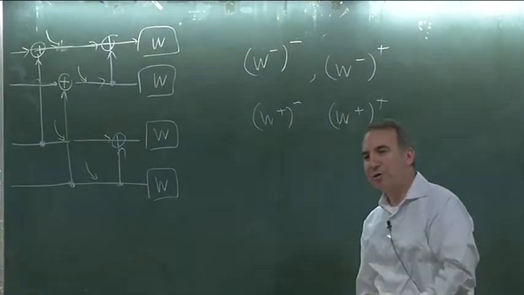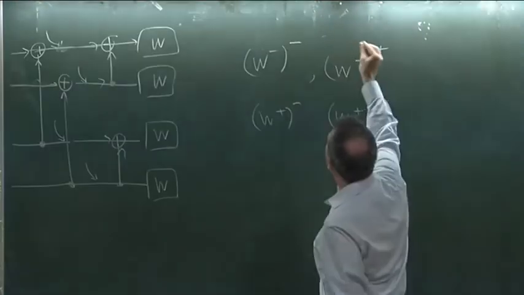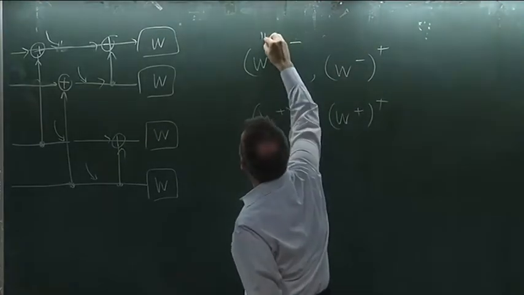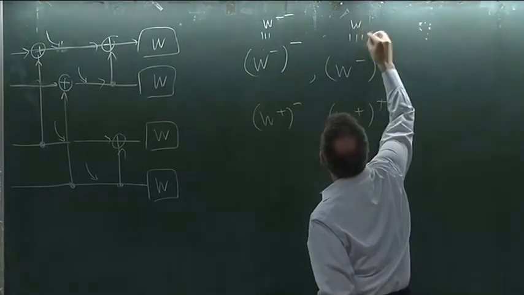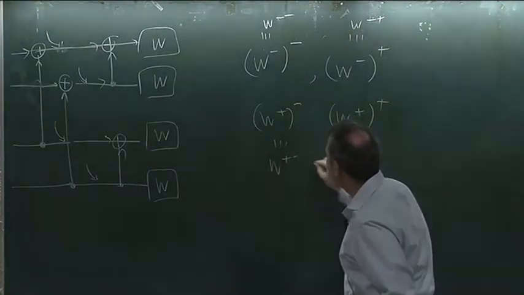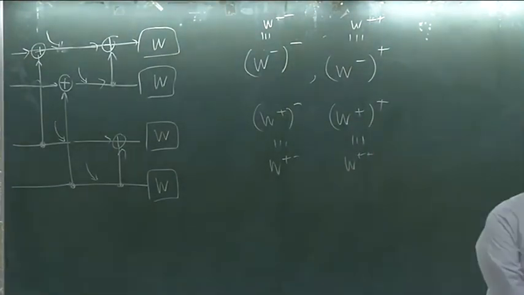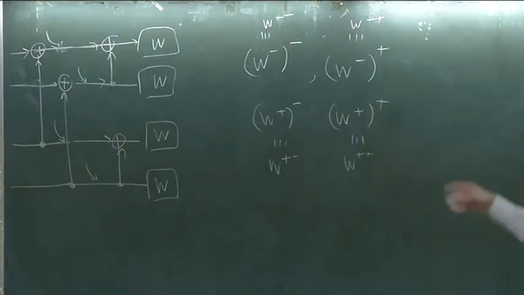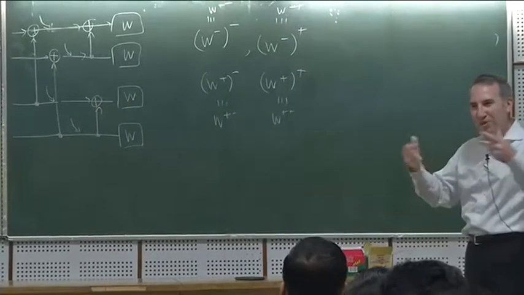I obtain one copy each of this one, this one, this one, and this one. Let me, for simplicity, write this one as W minus minus, this as W minus plus, W plus minus, and this is W plus plus. Instead of all these parentheses, which will drive me crazy, I'll just write the minus signs without the parentheses. They are read from inside to out.